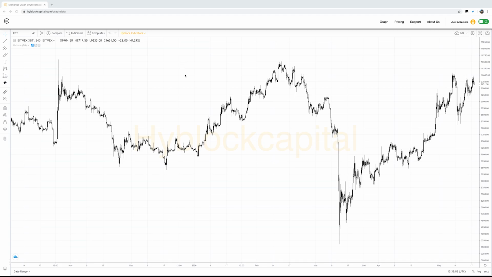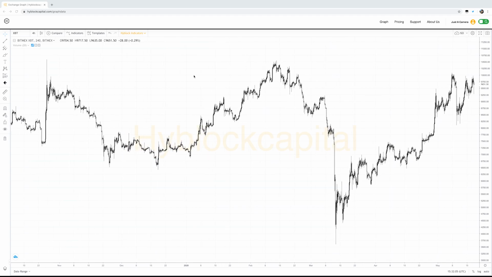And this is going to allow us to look at those things that we've already been looking at, but now we're going to be able to see them on our chart. So let's get right into it.